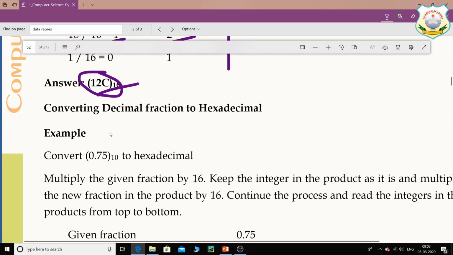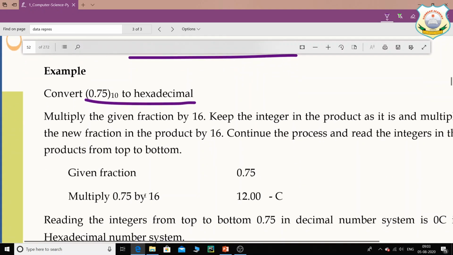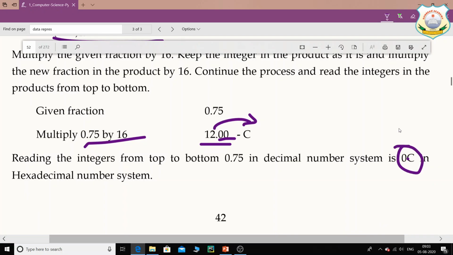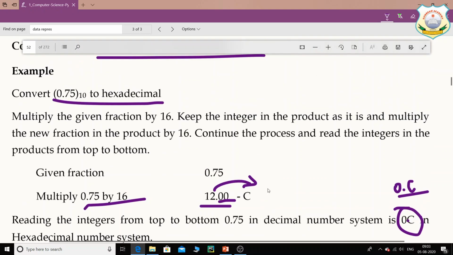So the next is converting decimal fractional to hexadecimal. Okay, already we have done this, fractional decimal to hexadecimal. We have to multiply by 16. The answer is 12.00. So we have to stop. So 12 is what? 12 is C. So the answer for this will be 0 point C, children. Okay, point C. Fine. This is 0 point C. That is what you are supposed to write, and not 0C.